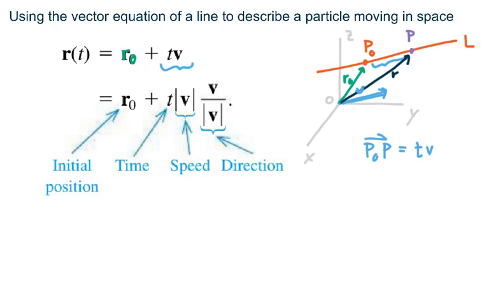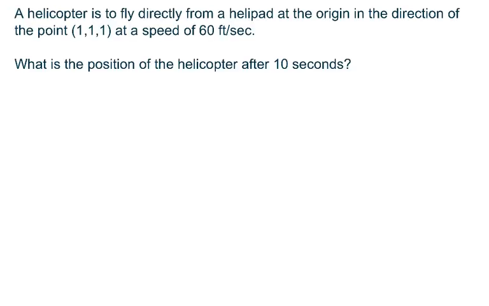So let's consider this example in an application sense. We're going to look at a helicopter flying in straight line motion. The helicopter is to fly directly from the helipad located at the origin, which is convenient for us, in the direction of the point 1, 1, 1. That's 1 unit in the x-axis, 1 unit in the y-axis, and 1 unit in the z-axis, at a speed of 60 feet per second. We want to determine the position of the helicopter after 10 seconds.